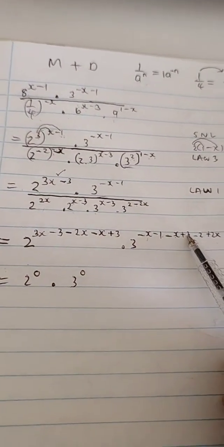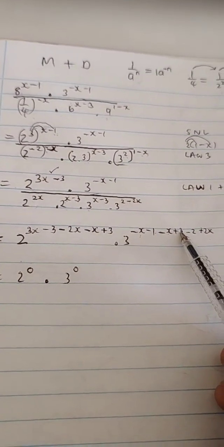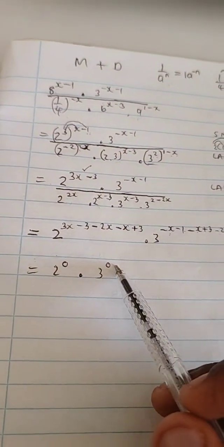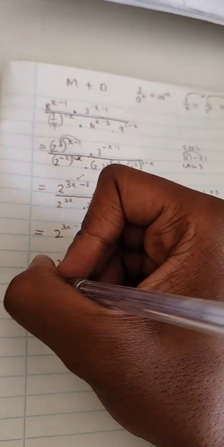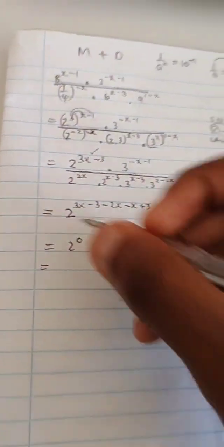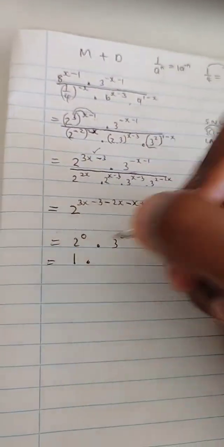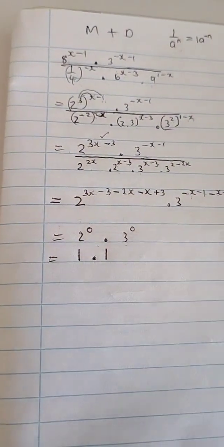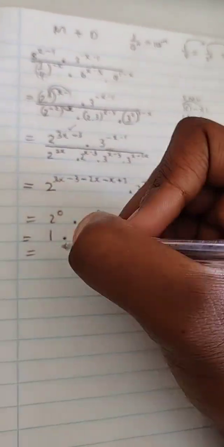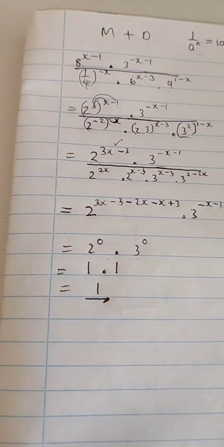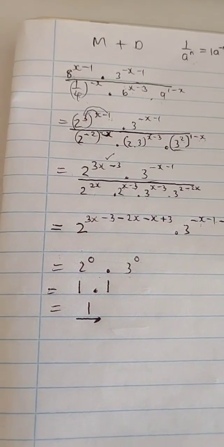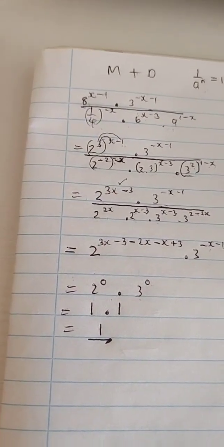Negative 1 plus 3 is positive 2. Positive 2 minus 2 is also 0. And 0 plus 0 still gives me 0. Now what's a base raised to the power 0? It is 1. What's another base raised to the power 0? It is 1. Where do you get that? From your laws. What's the final answer? 1 times 1, bad mess. Multiplication is 1. 1 times 1 is 1.